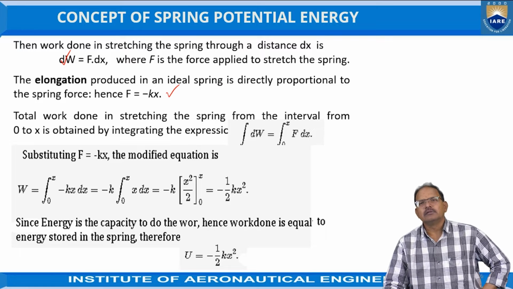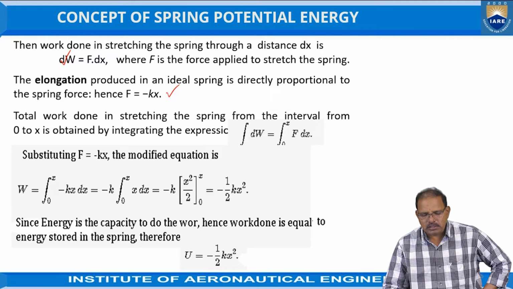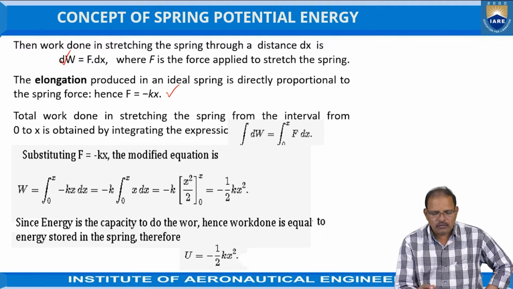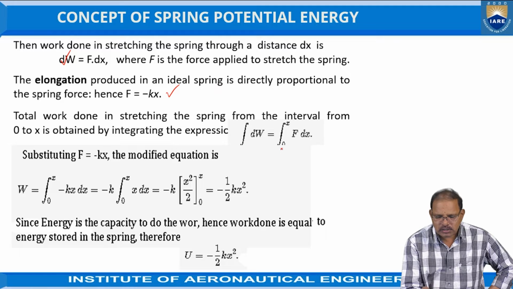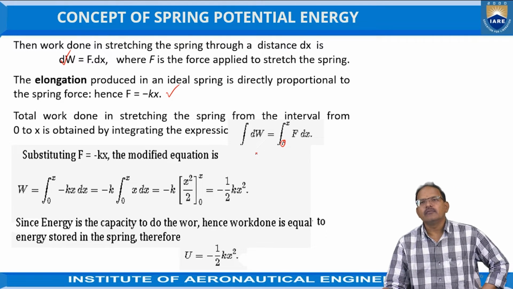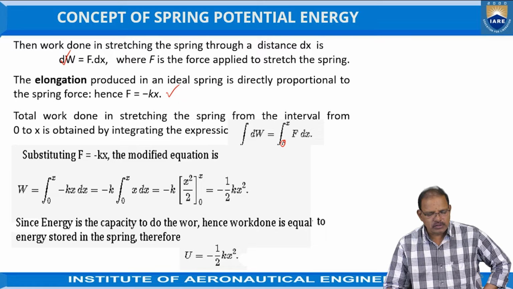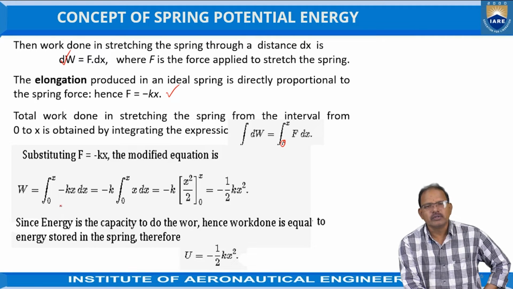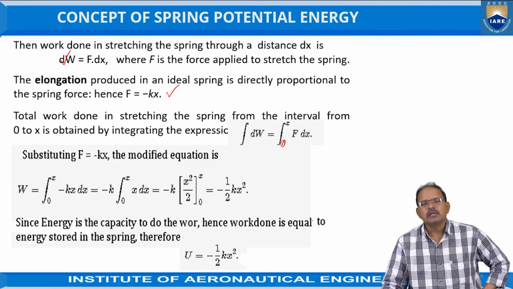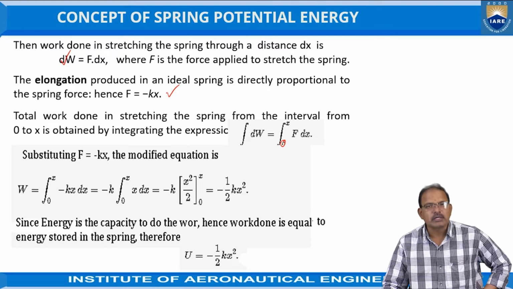The total work done in stretching the spring from the interval 0 to x is obtained by integrating from 0 to x to get the total work done on the spring. Now, substituting F is equal to minus kx, W is equal to the integral from 0 to x of minus kx into dx.